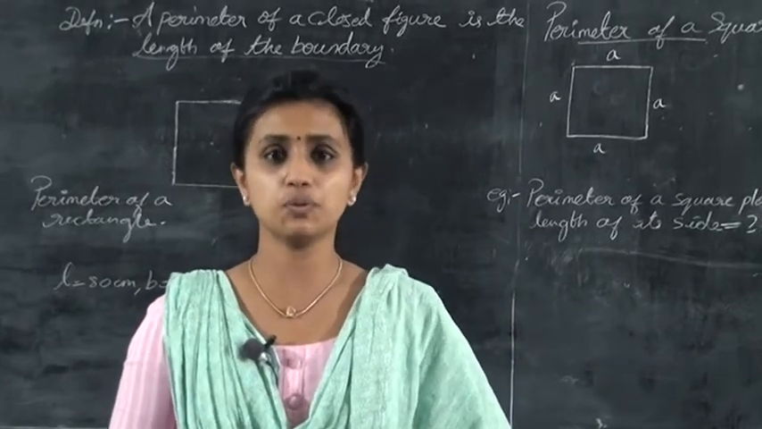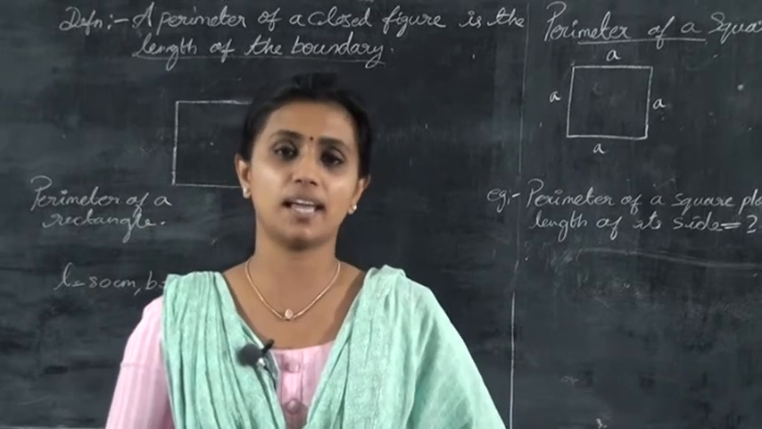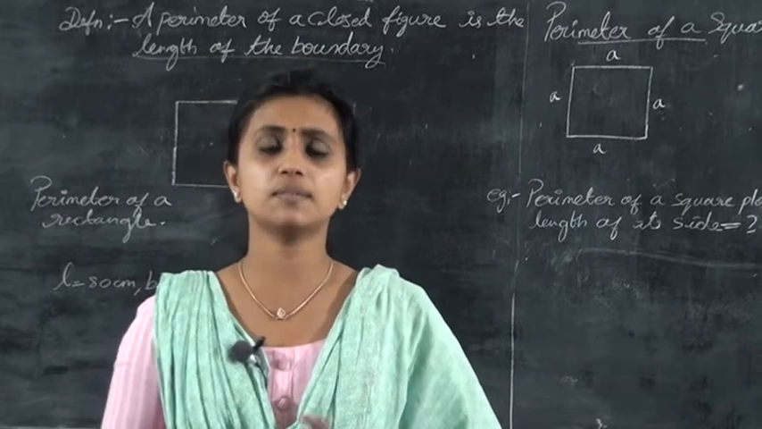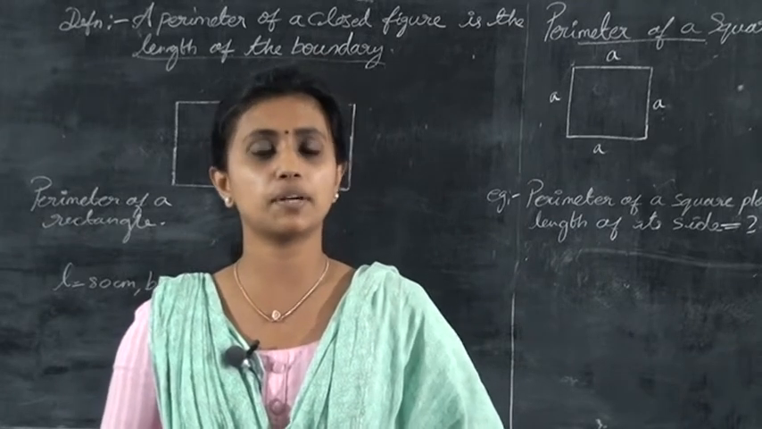Today we are going to move to the next chapter, perimeter, area and volume. Okay, so let's start with perimeter. What is perimeter? എന്താണ് ഒരു perimeter എന്ന് പറഞ്ഞാൽ?